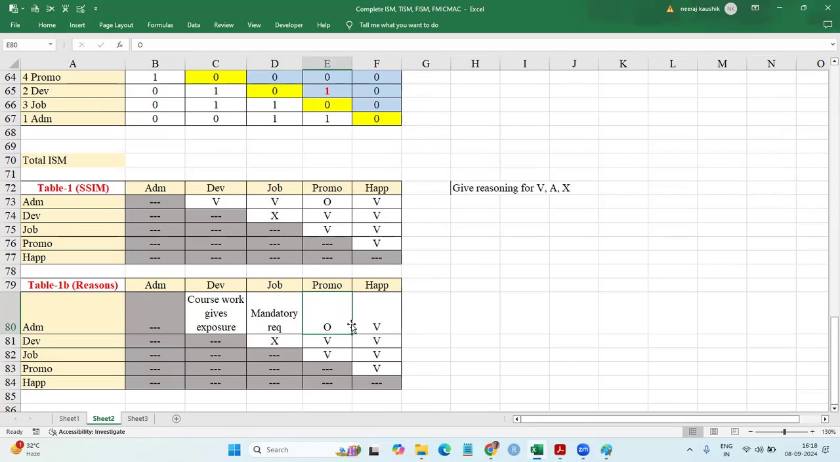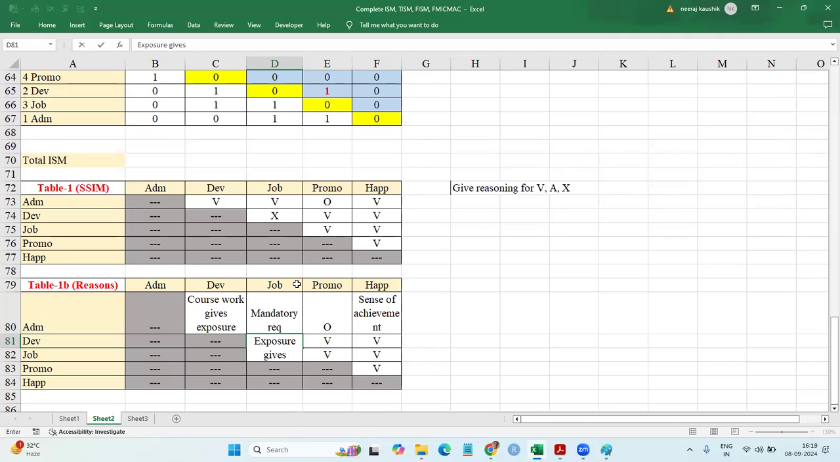Admission leads to promotion. No. There is no reason. Happiness, sense of achievement, will be there. Development to job and job to development. Why so? So we will write it separately. That development gives job.